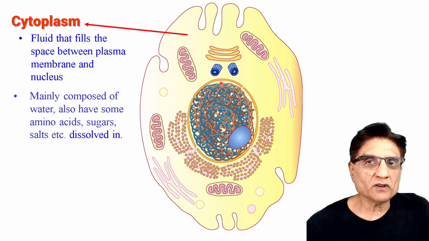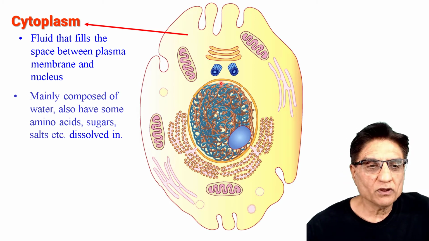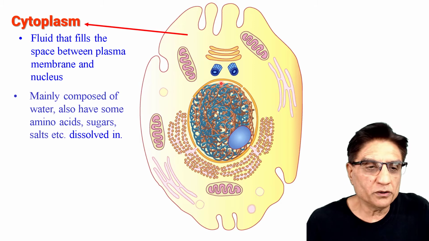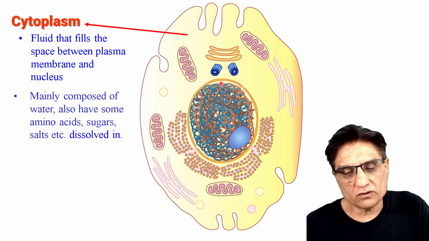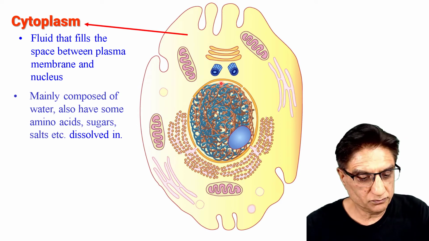If we want to make cytoplasm inside our house or inside our labs, we can make it easily. All we need is water, distilled water, and inside the distilled water you can dissolve some salts and sugars and electrolytes, and that's your cytoplasm.